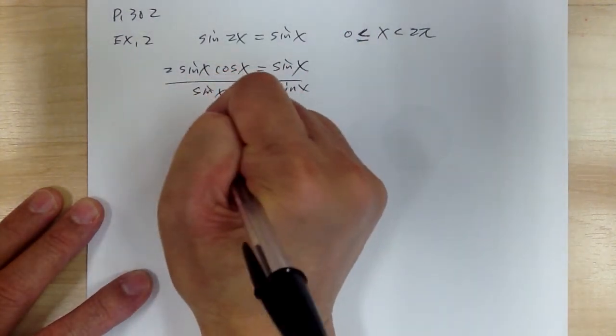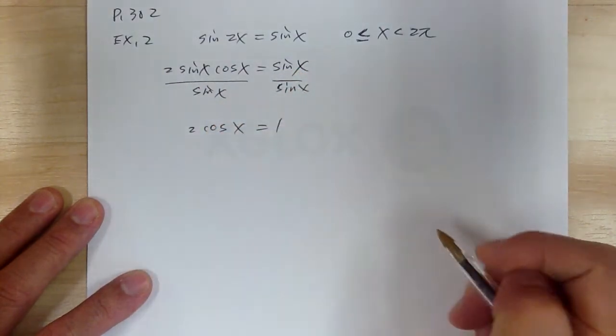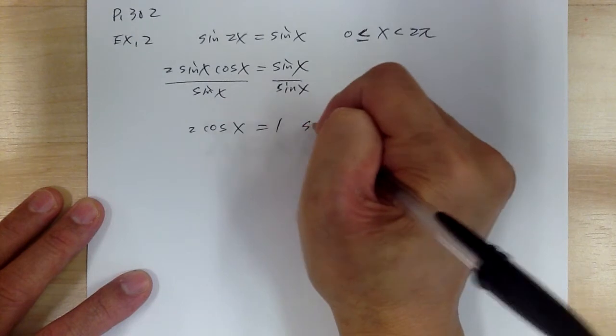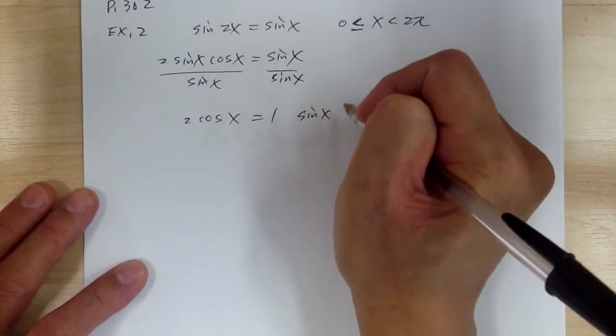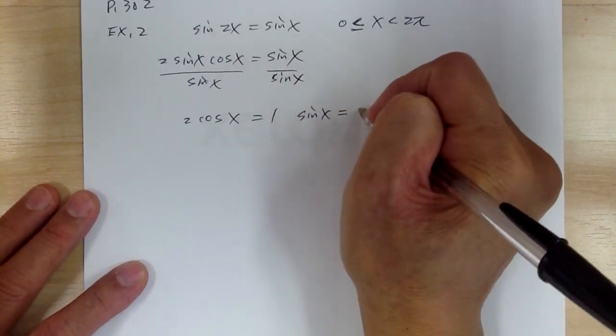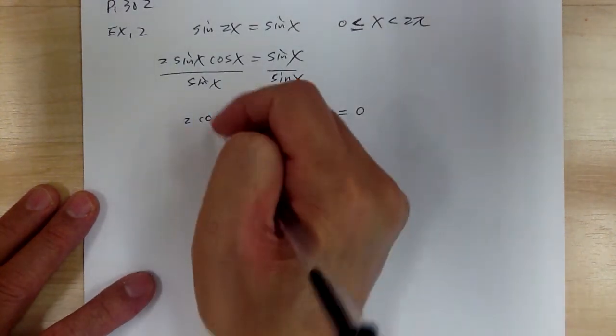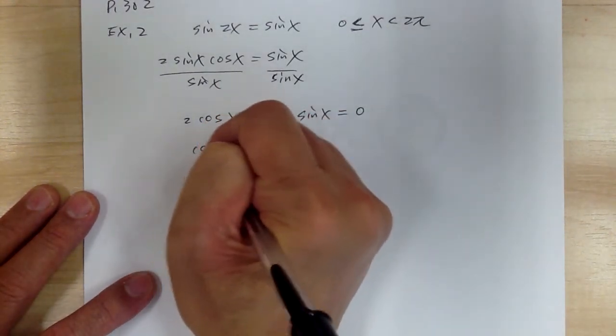So you get 2 cosine x equal to 1. But remember, when you divide by a variable, you have to set it equal to 0 to recover the answer that you chopped off. So you have to set it equal to 0. Okay? So now you can go and solve. Divide by 2.